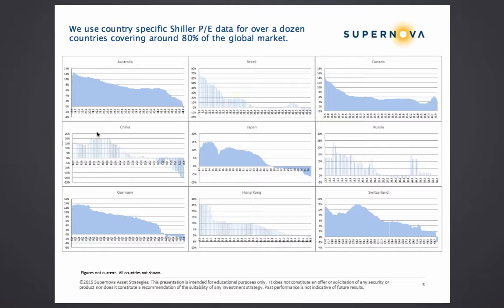We use country-specific Shiller PE data for over a dozen countries covering around 80% of the global market, and the pictures are all similar. There's a strong correlation between cheap markets and strong go-forward returns.